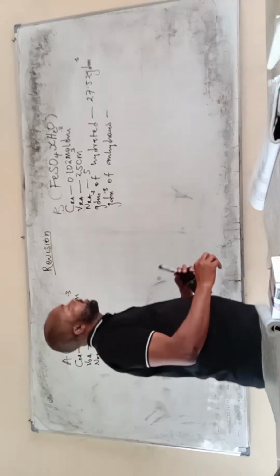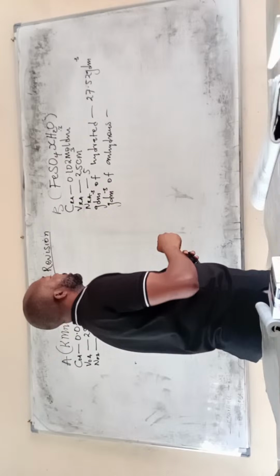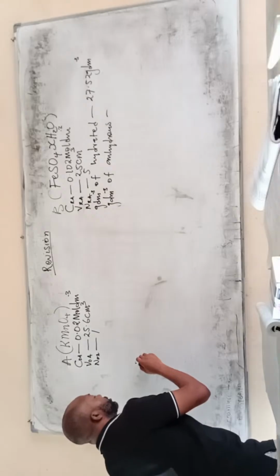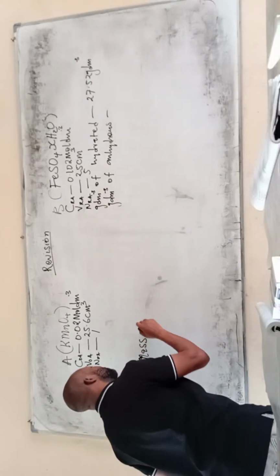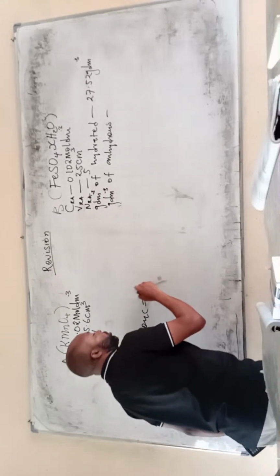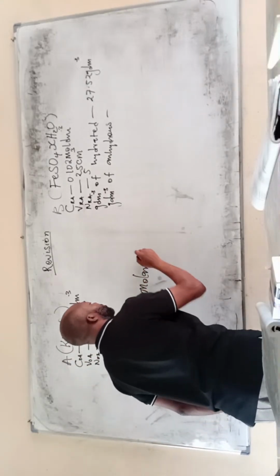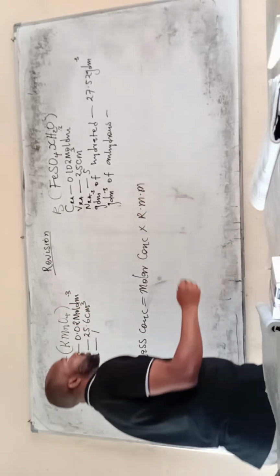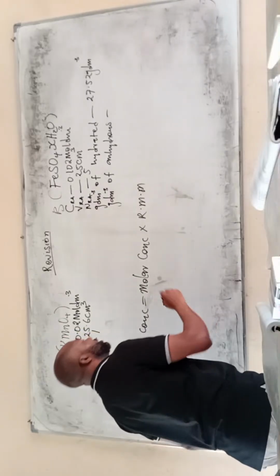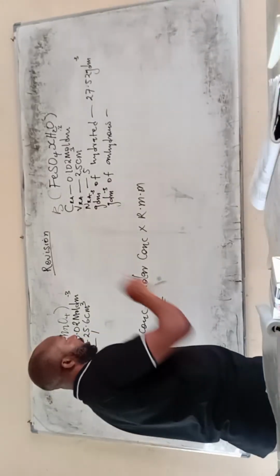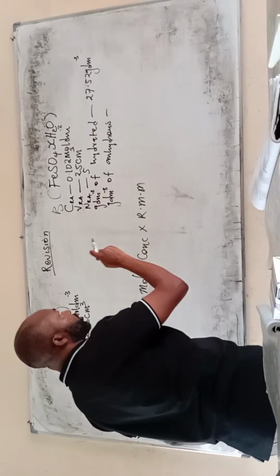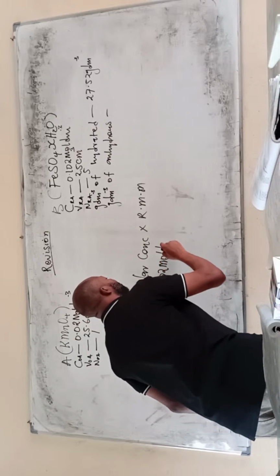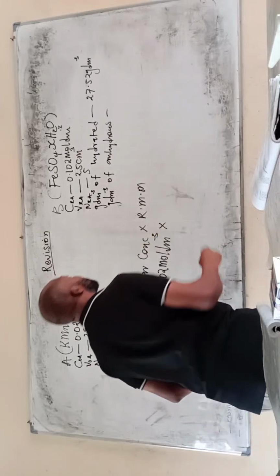All right. Now, I want to get the mass concentration of the anhydrous. The formula says mass concentration is equal to molar concentration times relative molecular mass. So the relative molecular mass will be there. The molar concentration of the anhydrous is given to be 0.102 mole per dm3, times the relative molecular mass.